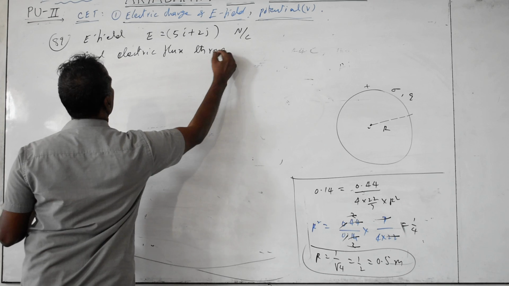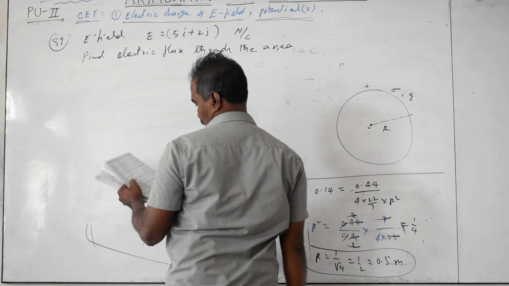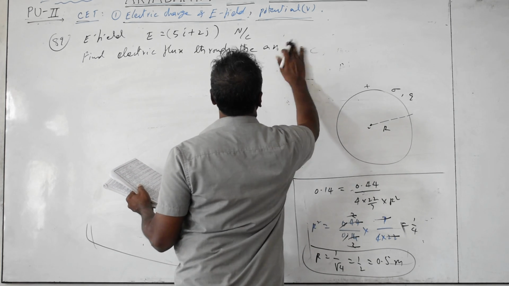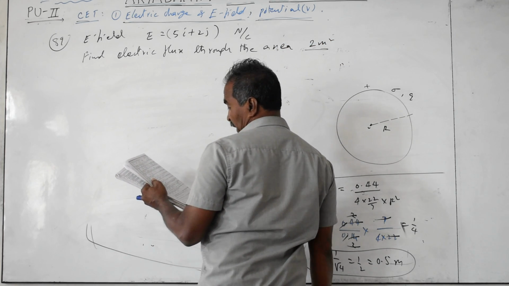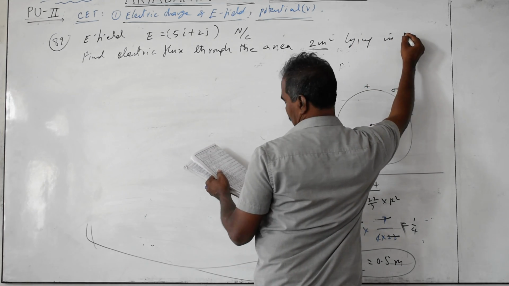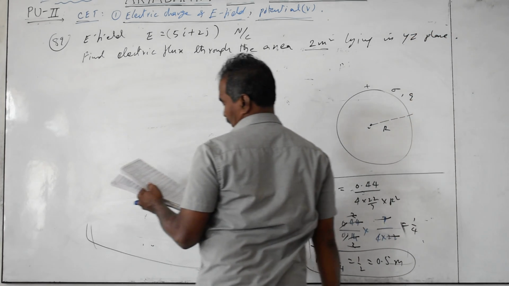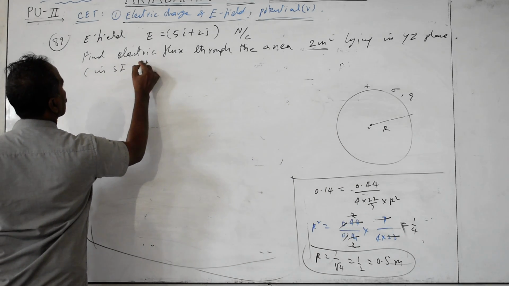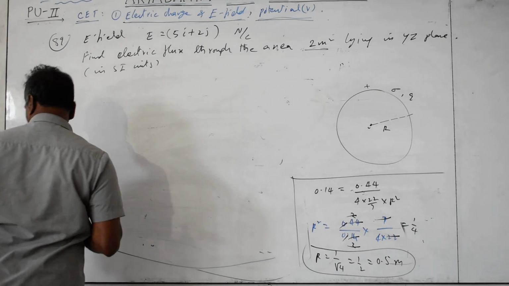through an area of 2 meters square. And where is that area lying? In the YZ plane, not the XY plane. In SI units you need to take. Electric flux is nothing but E dot A.